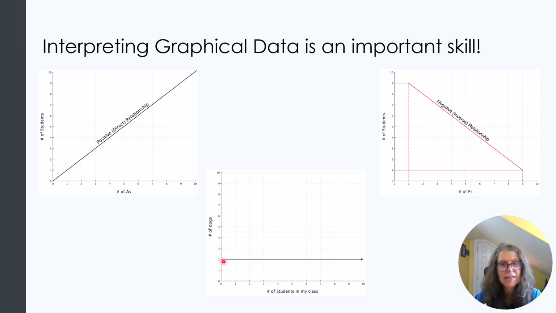Here we have a perfectly flat diagram. As the x changes, nothing happens. We could also have a perfectly vertical graph, right? As y changes, nothing happens to x. So if you've got perfectly flat or perfectly vertical data, you have no real relationship or a fixed relationship between the variables.